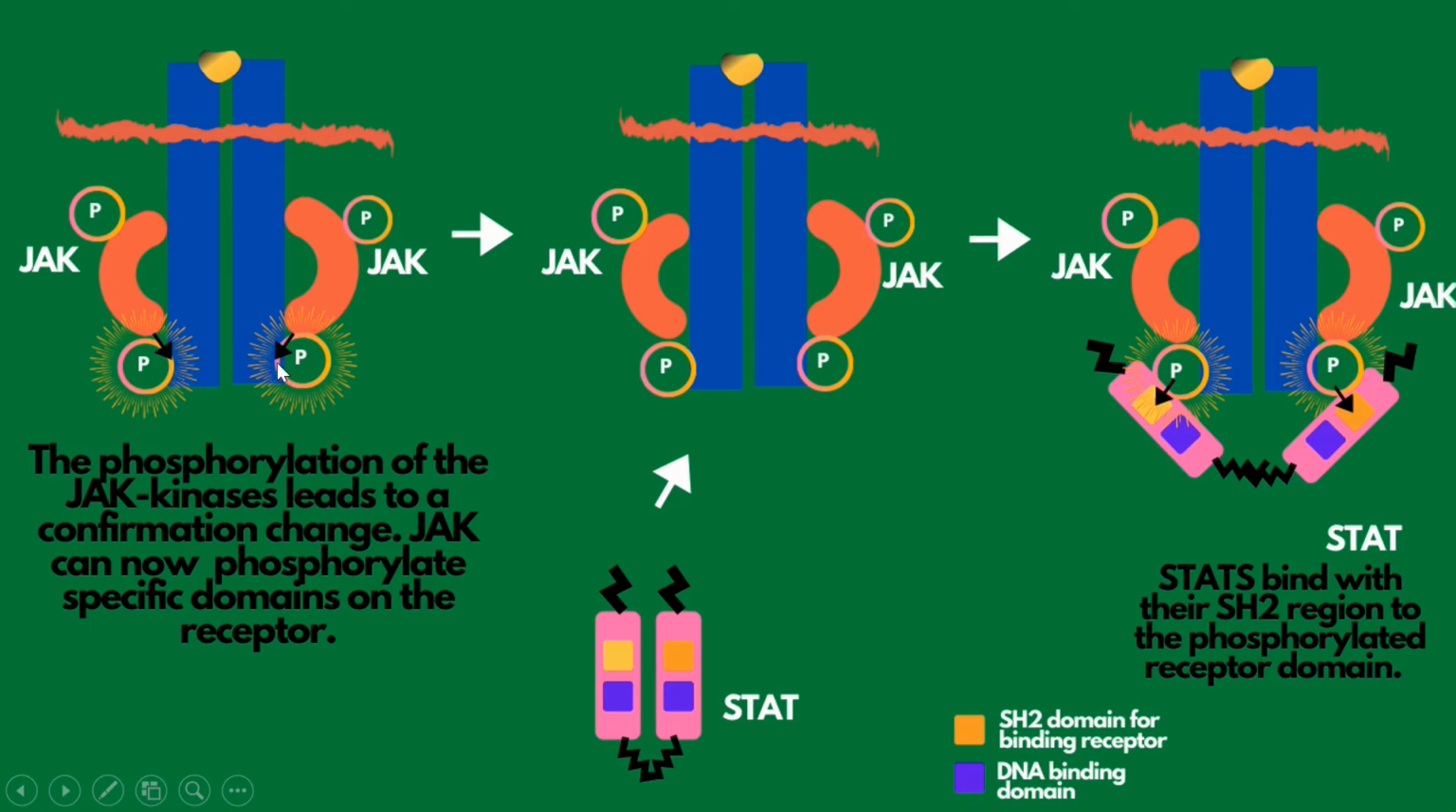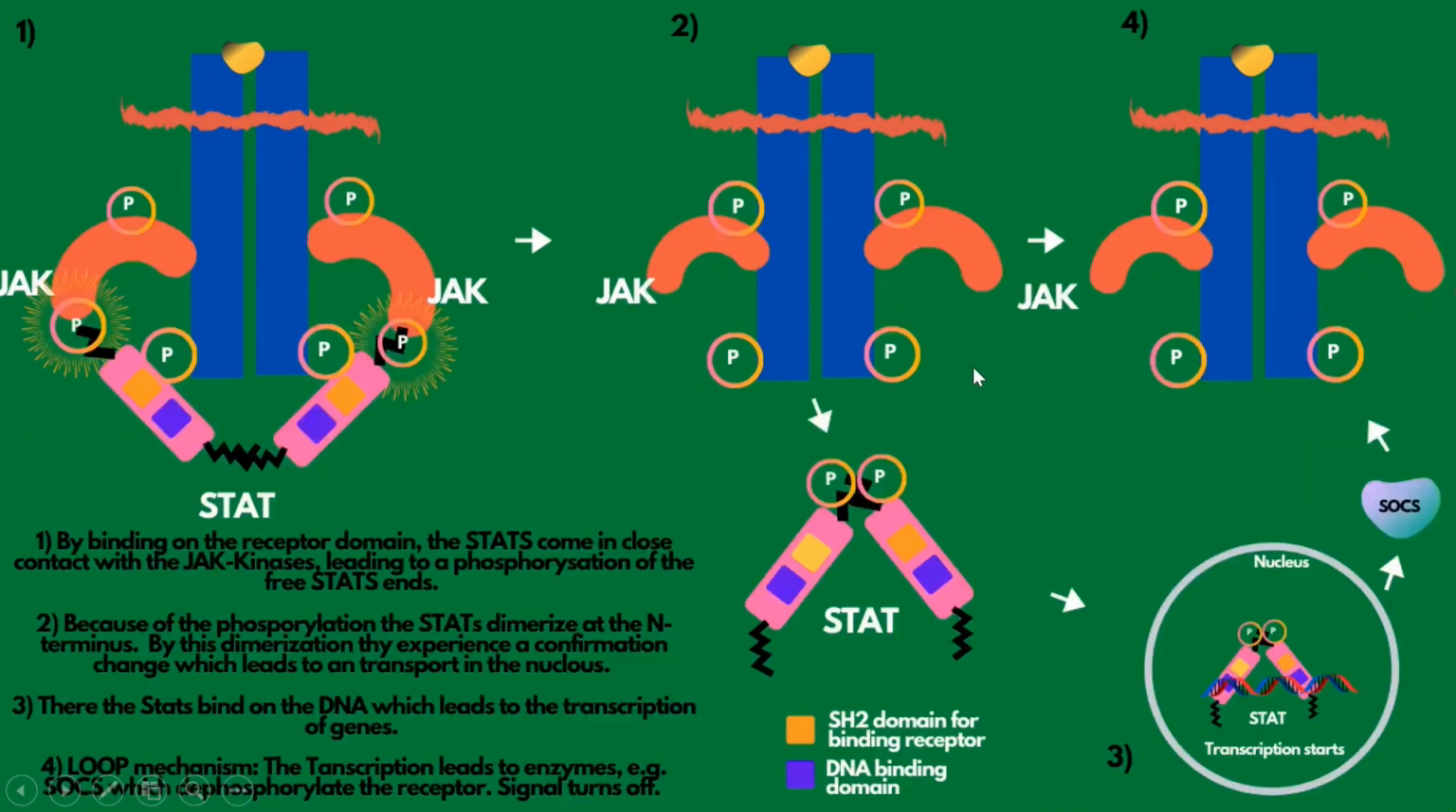And then we have other molecules which are called STAT, and they can now bind to the phosphorylated receptor domain right here. Our STAT molecules have an SH2 domain for binding on the receptor here, and they have a DNA binding domain right here. So by the binding on the receptor domain, the STATs come in close contact with the JAK kinases, and this leads to a phosphorylation of the free STAT ends right here.